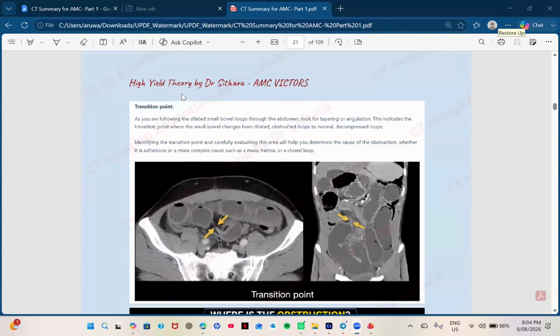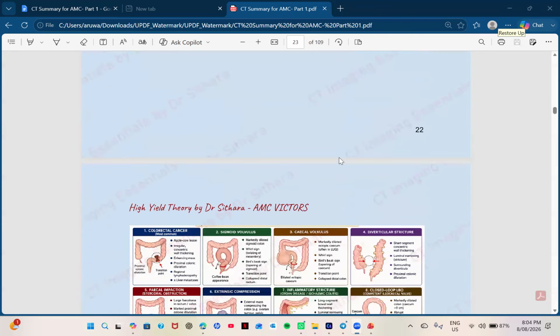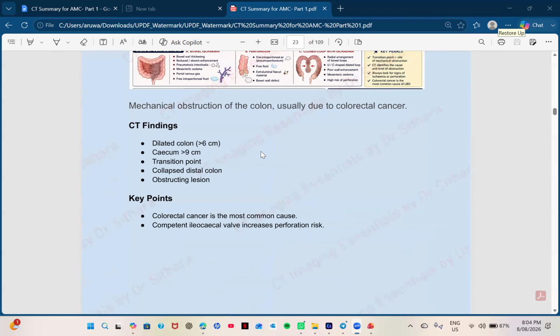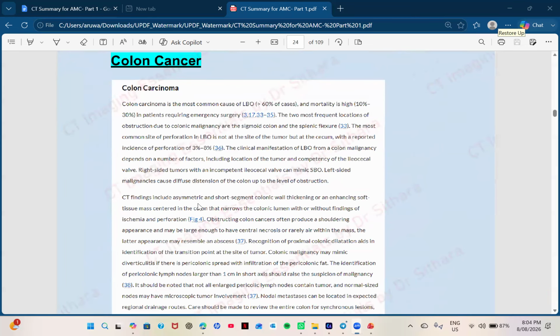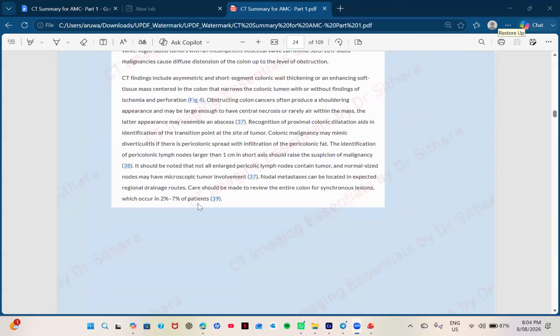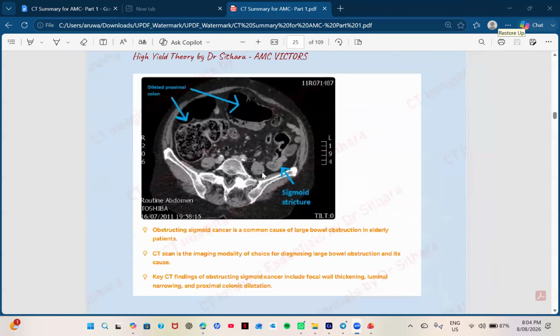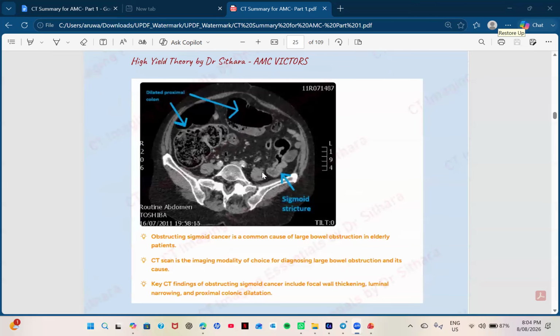Okay, so this is the last slide I explained, and this is the other one, fecalization. I'm not going to explain everything in this file because we need to do it quickly. So, colon cancer is one of the main important things that you need to understand. I got these from eMedicine. eMedicine pictures are very important.